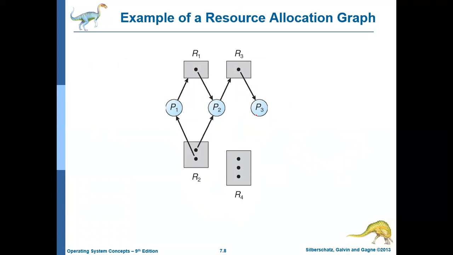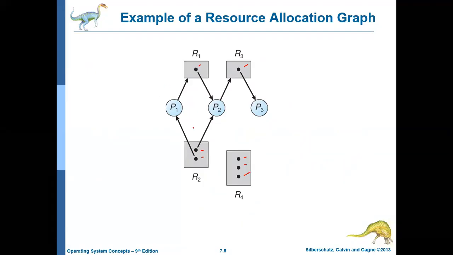So here there are three processes: P1, P2, and P3. And there are four resources: R1, R2, R3, and R4. For resource R1, there is only one instance. For resource R3, also there is only one instance. But for resource R2, there are two instances. And there are three instances of resource R4. Okay, so this is the situation.